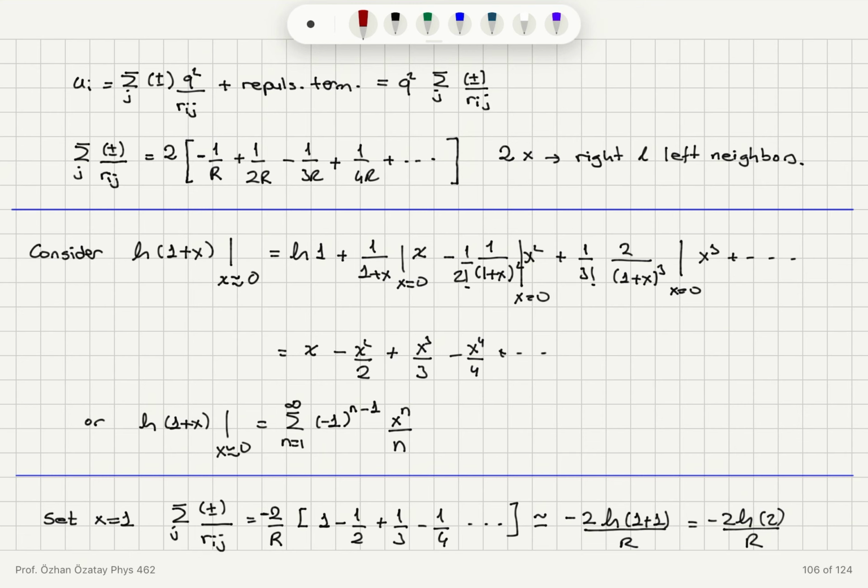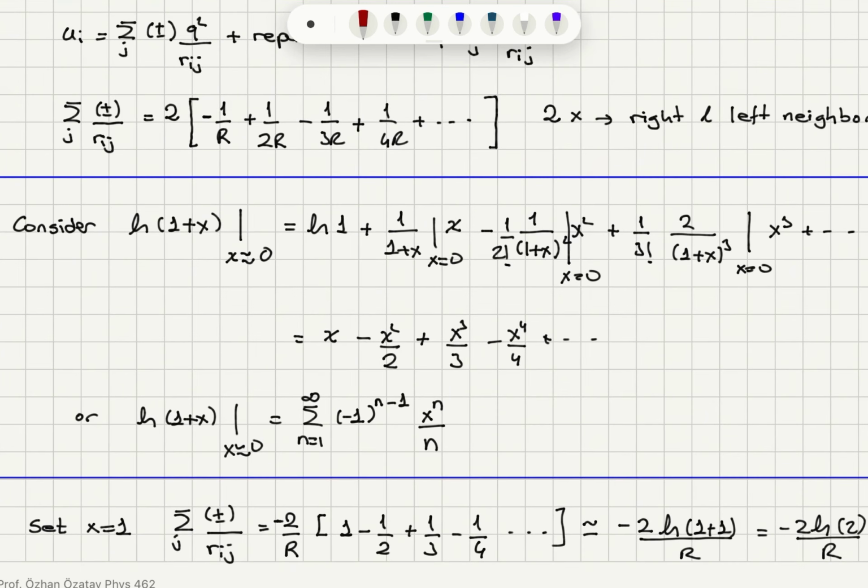So this sum can be written as the sum over n equals 1 to infinity of minus 1 to the power n minus 1, x to the n over n. For n equals 1, for example, we would obtain minus 1 to the 0, which is 1, x to the 1 divided by 1, the first term, x. For n equals 2, I would have minus 1 to the 1, that will give me a minus sign, x squared over 2, etc.